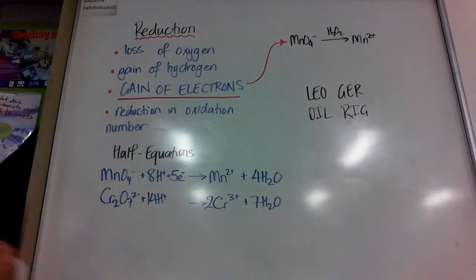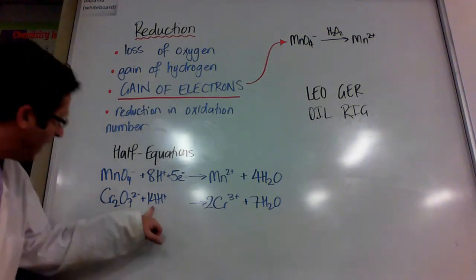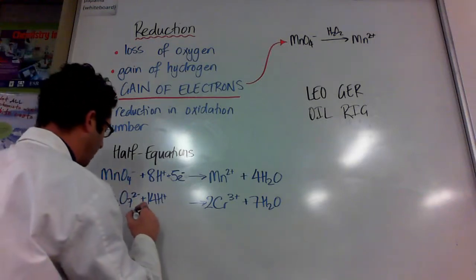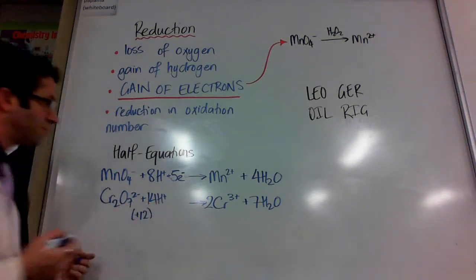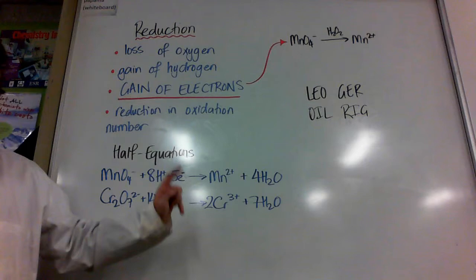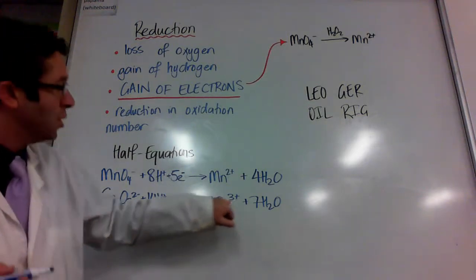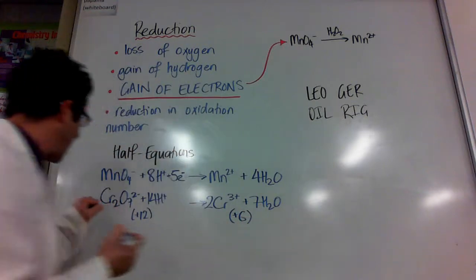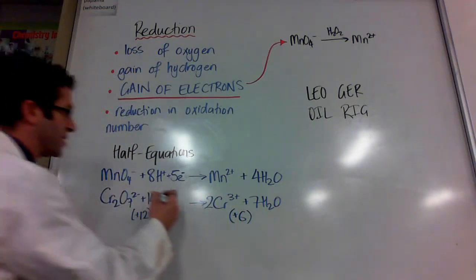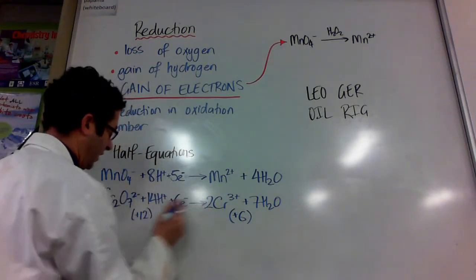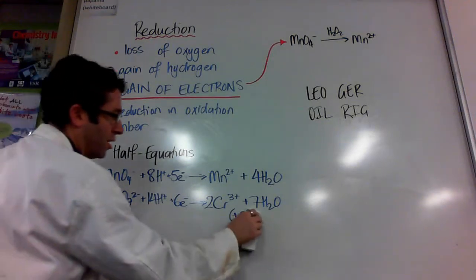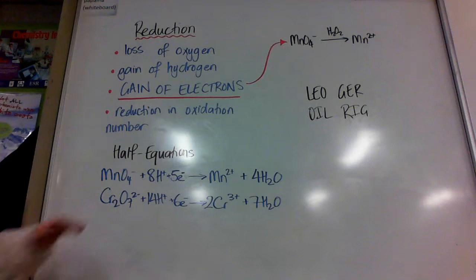And then I do my maths. 14 minus 2, because this is a negative charge, is going to be +12. Now, this is a common mistake. 2 times +3 is +6. So to get it down from +12 to +6, I need 6 electrons. And so there we are. This one is now balanced.